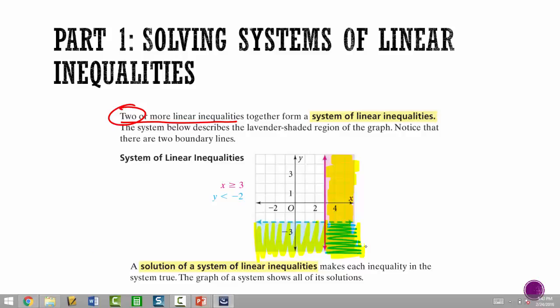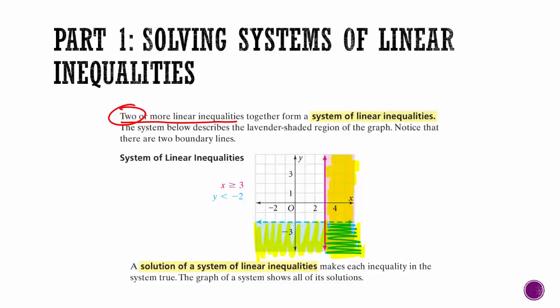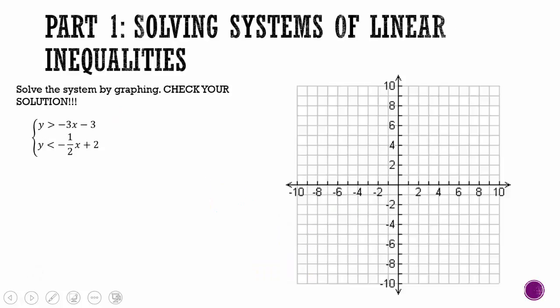So on our tests and quizzes and anything I give you with this, I want you to label that you know where the solution is. So you could either circle it, or you could write a big S in it saying this is the solution, whatever makes you feel better, but I need to know that you know where the solution is. Remember, a solution makes each inequality true, so it's got to work in both of these, just like we did before. So solve the system by graphing and then check your solution.